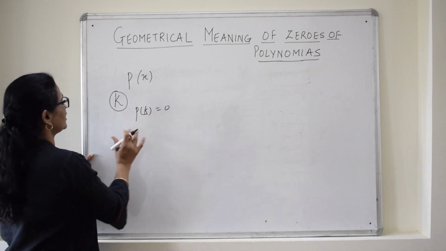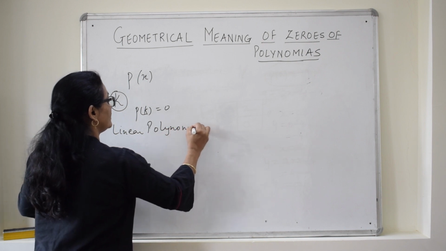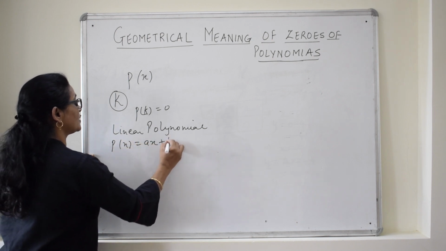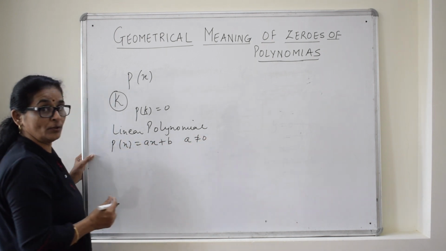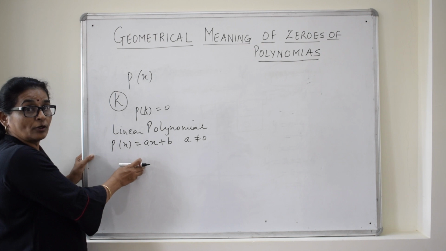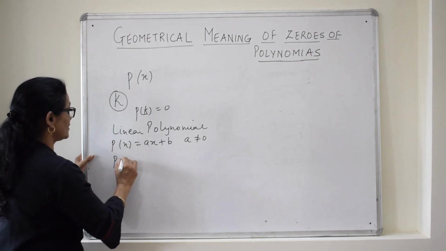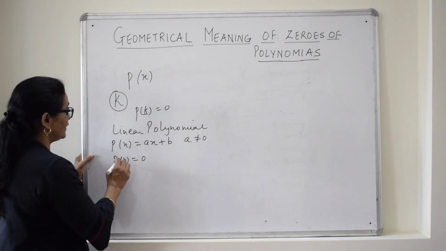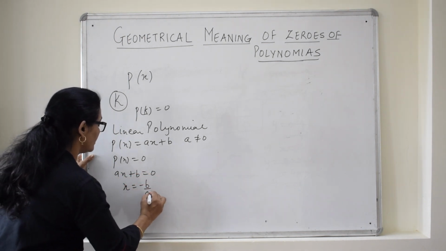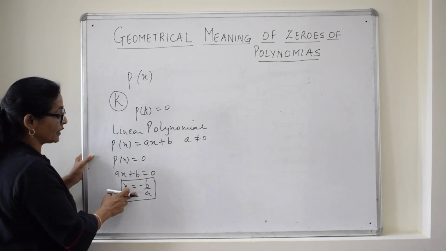So for any linear polynomial, first we will take a polynomial with degree 1, which is called a linear polynomial, and we represent it as ax plus b, where a is not equal to 0. In this case, if we want to find the zero of this polynomial algebraically, we will make the polynomial into a polynomial equation, that is p of x is 0. Then we can get the value of x. So a linear polynomial can have 1 zero, that is minus b upon a.